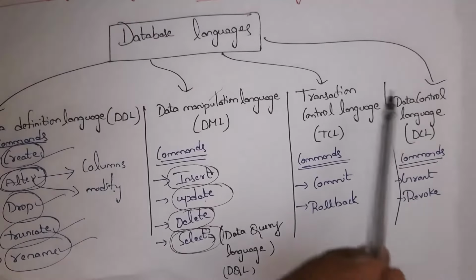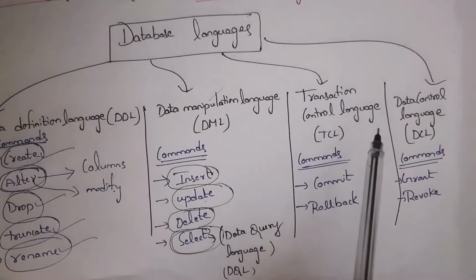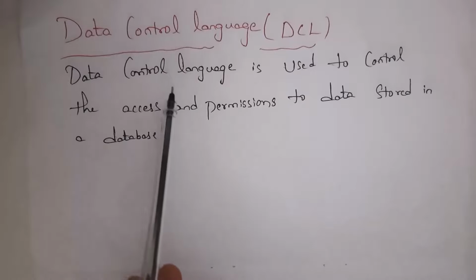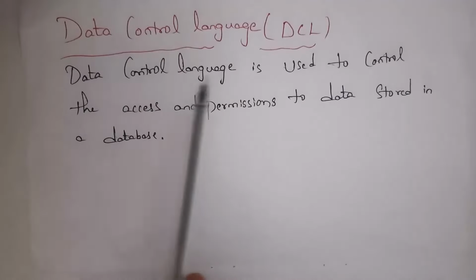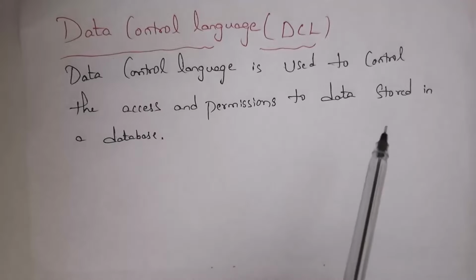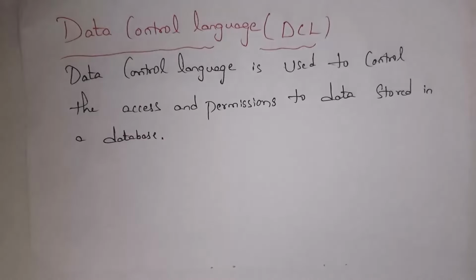At last I will explain data control language. Shortly we call it DCL. Data control language is used to control the access and permissions to data stored in a database. Guys, by using data control language, we can give various permissions to various users.